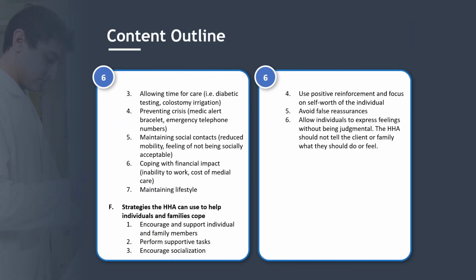Allowing time for care, i.e. diabetic testing, colostomy irrigation. Preventing crisis, with a medical alert bracelet, emergency telephone numbers. Maintaining social contacts, when there is reduced mobility, a feeling of not being socially acceptable. Coping with financial impact, such as their inability to work and the cost of medical care. Maintaining their lifestyle.